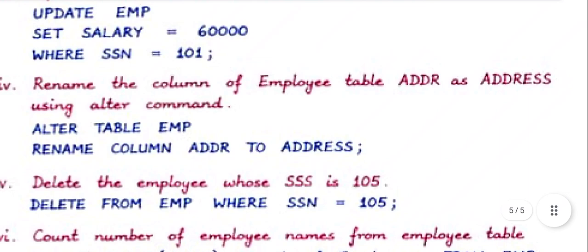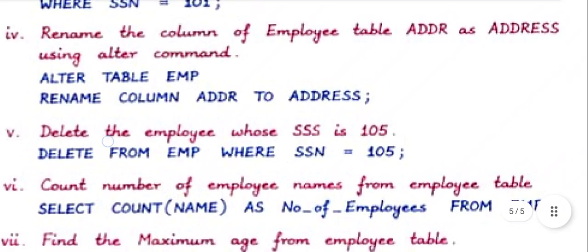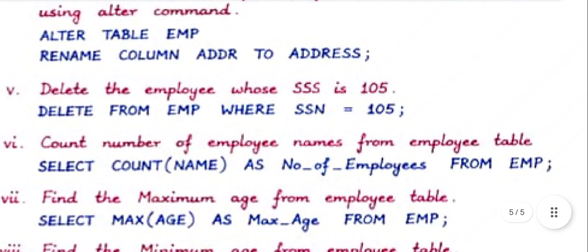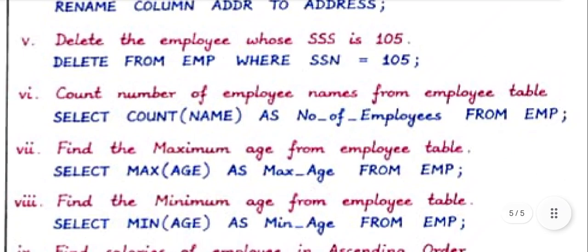Rename the column of employee table ADDR as address using the alter command. Alter table EMP rename column ADDR to address. We will use the rename command itself: rename column ADDR to address. Delete the employee whose SSN is 105. Delete from EMP where SSN equals 105.